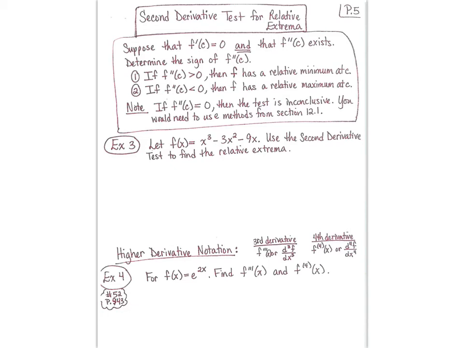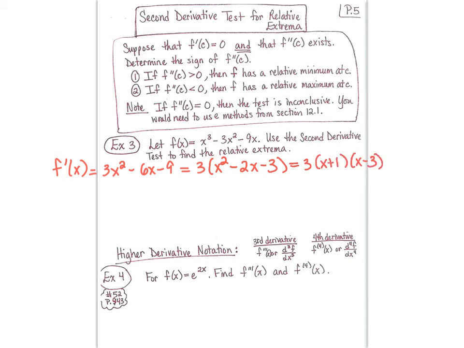So, we need to find f prime of x. f prime of x is equal to 3x squared minus 6x minus 9. Notice that each term here has a 3, so we can factor that out. We get 3 times the quantity x squared minus 2x minus 3. And then you can factor that as 3 times the quantity x plus 1 times x minus 3.